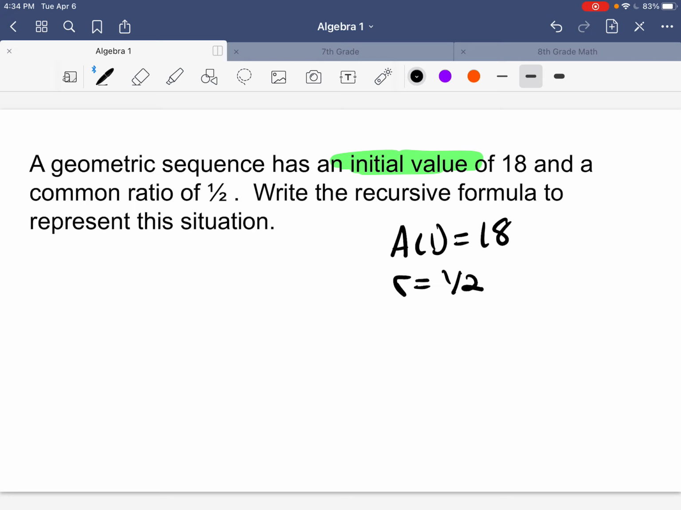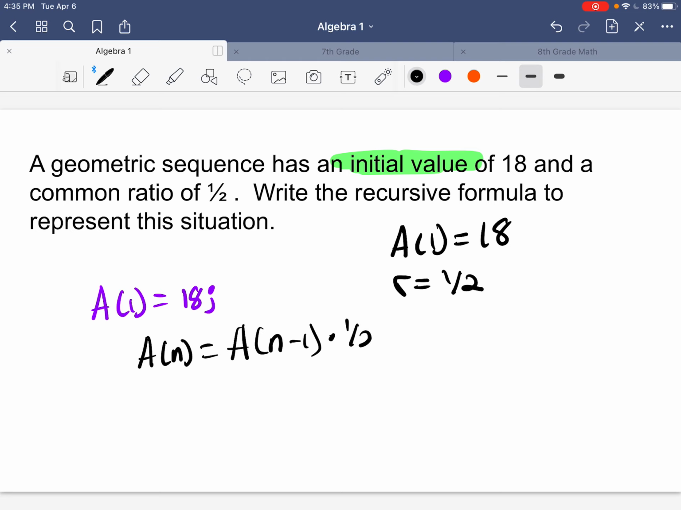So go back a slide to the problem we just did, and how can I put this together? Well, we know the initial value is A1. We define this as 18. And so we would say A sub n equals A sub n minus 1 times 1/2. Ta-da. Sweet. How nice is that?